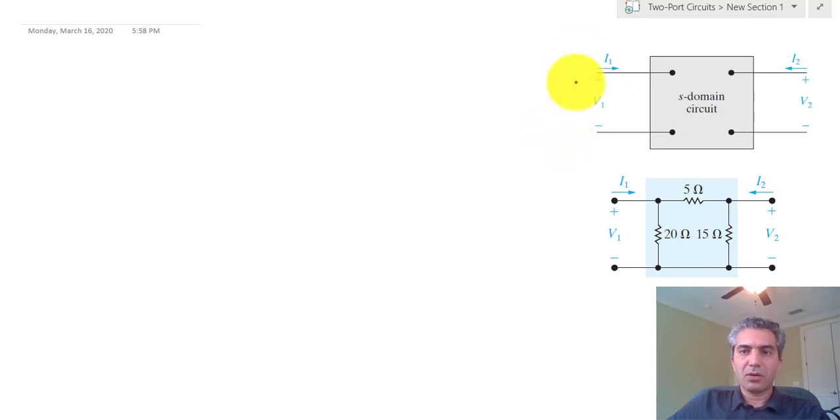So we have the current going into the port, and the voltage of that port, I1 and V1. Then we have the current going into port 2, and the voltage of port 2. So we have a set of currents, I1 and I2, and a set of voltages, V1 and V2, associated with port 1 and port 2. Now, what we are trying to achieve is to say, can I find any two out of these four parameters when I know the other two?